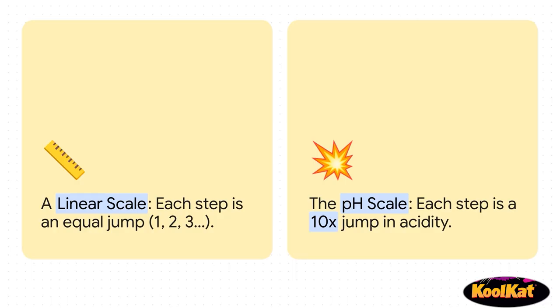Nope, it's logarithmic. In plain English, that means that every single whole number step you take down the scale isn't just a change of 1, it's a jump of 10 times the acidity. So something with a pH of 5 is 10 times more acidic than something with a pH of 6.